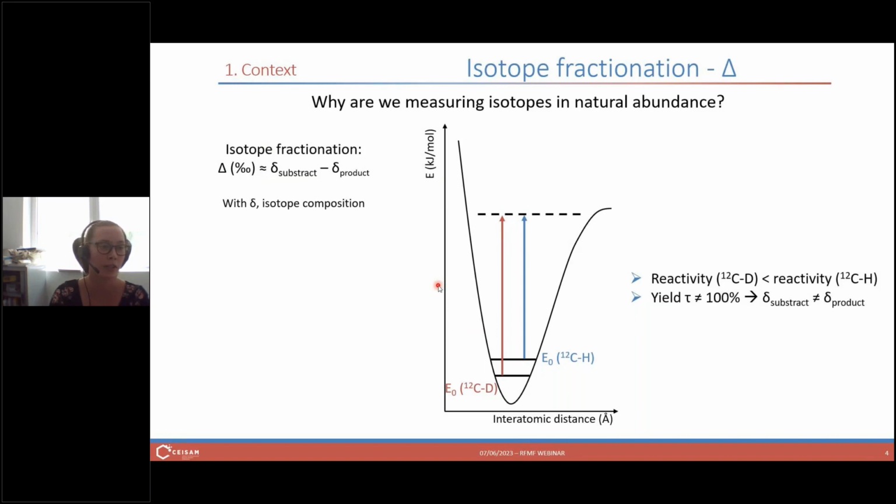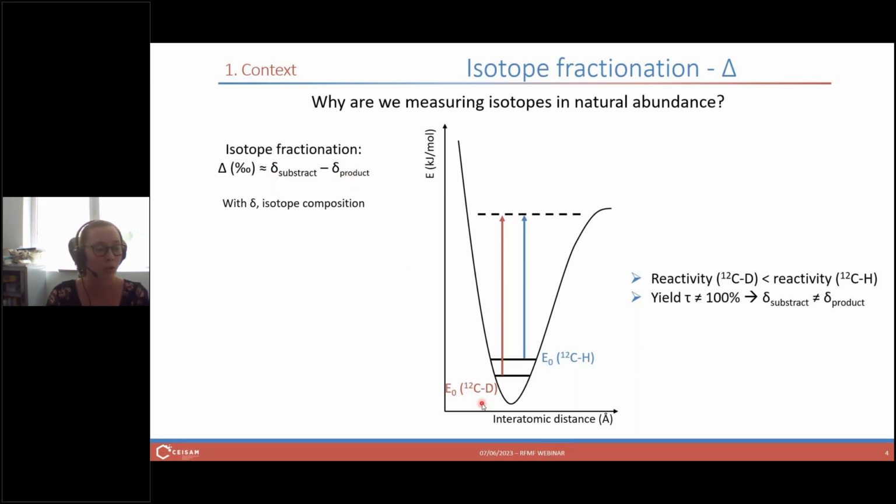Why are we measuring isotope in natural abundance? This is because isotope fractionation can occur during the reaction. So isotope fractionation is a difference of isotope composition in the substrate and in the product.